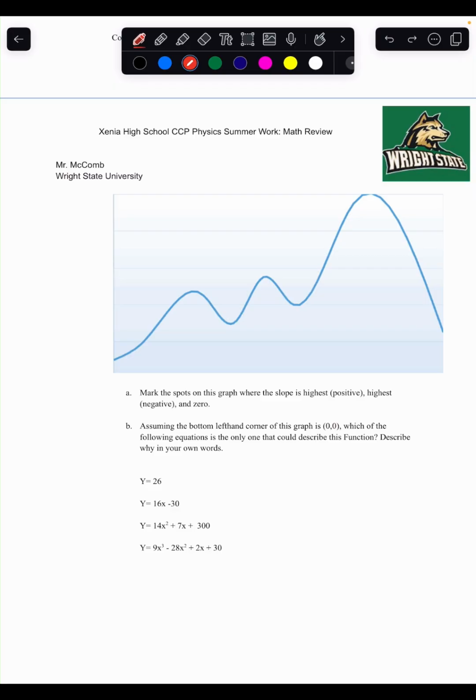The slope is highest where the line is steepest. To me, that looks like right here, kind of. And highest negative looks like on this side, maybe. Like this is probably steepest. Now 0 is an interesting question. 0 slope looks like a flat line on a graph, generally.